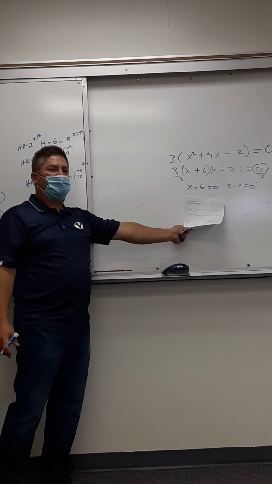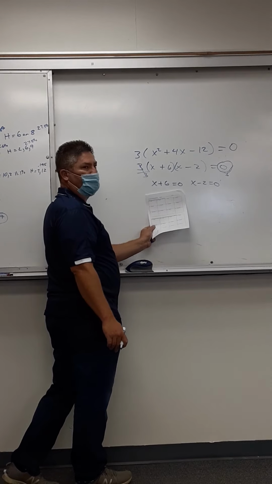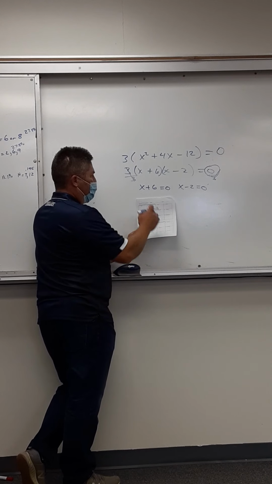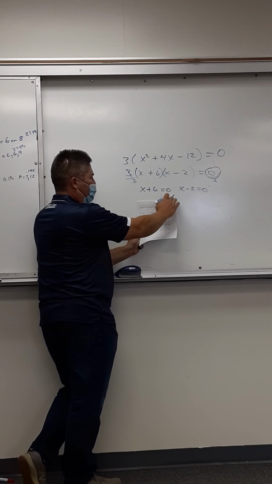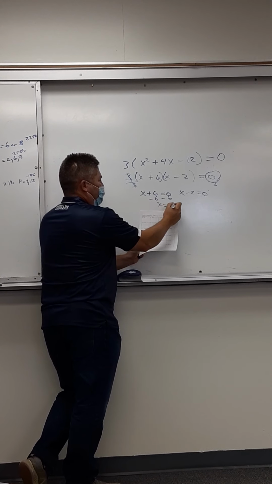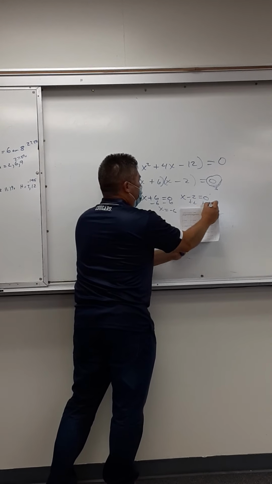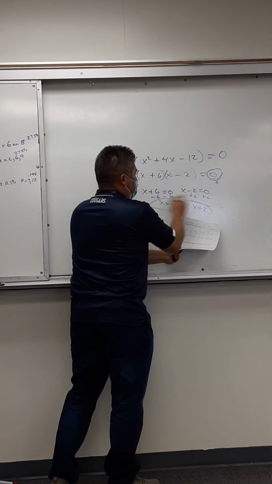What should I do to both sides? Get the x by itself. What do I do to both sides? Minus 6, both sides are done. X equals negative 6. What should I do with both sides of this one? Add 2, super simple, x is 2. Those are my 2 answers.